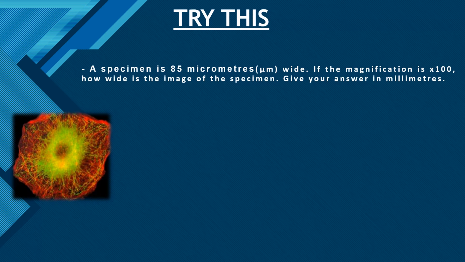Now let's try this. Read the question, pause the video, and we'll go through the answer together. Okay, so now we will see that we can identify that 85 micrometers is the actual size. So let's actually just write the equation from memory. So image size divided by magnification, I would say M, equals real size.